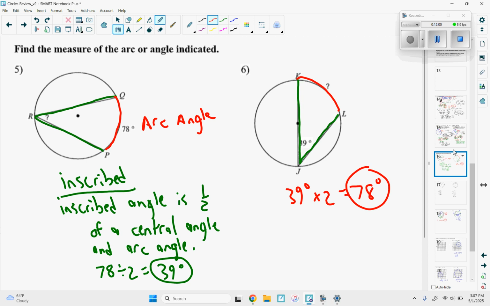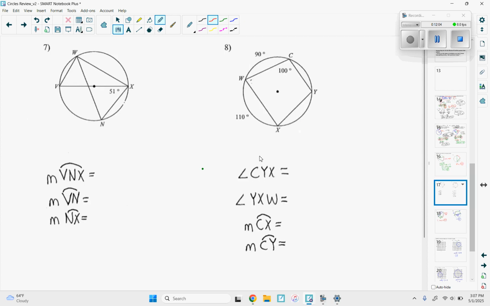All right, let's practice a few more angle problems. Let's go to number 7 and 8. I'm going to do number 7, and then I want you to try number 8 on your own. For number 7, what we want to do first is go ahead and see what we're given. We're given this angle is 51. So let's trace this angle. That's an inscribed angle.